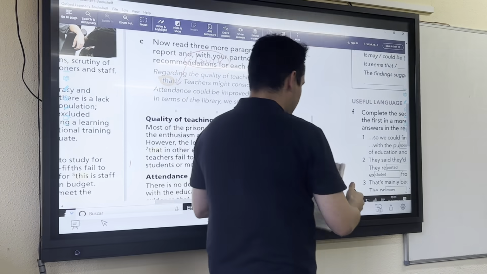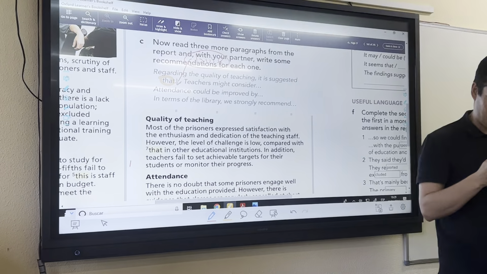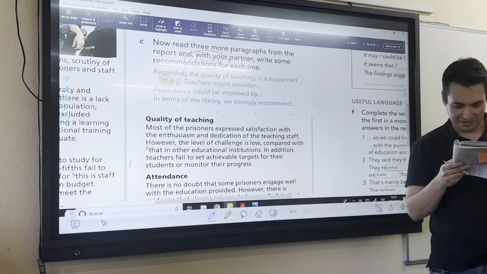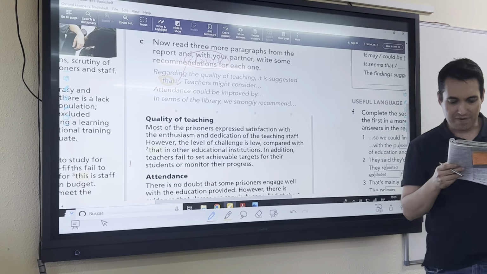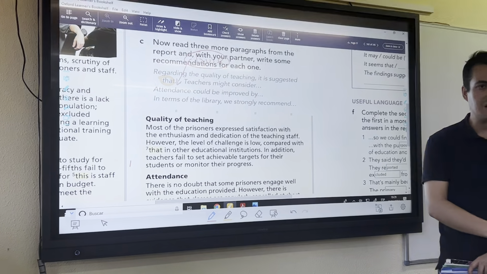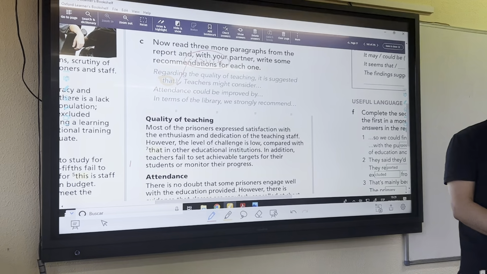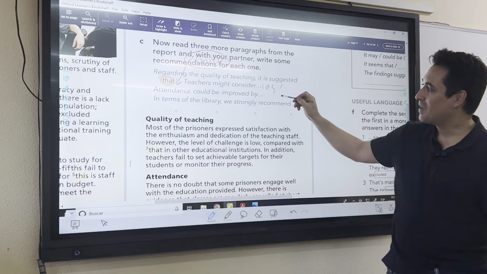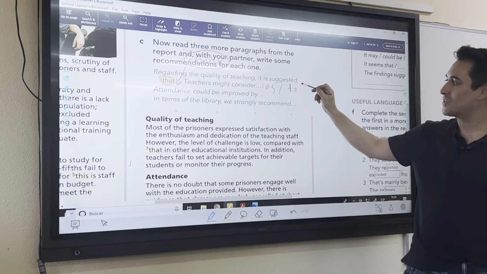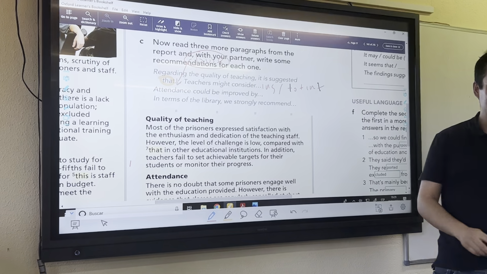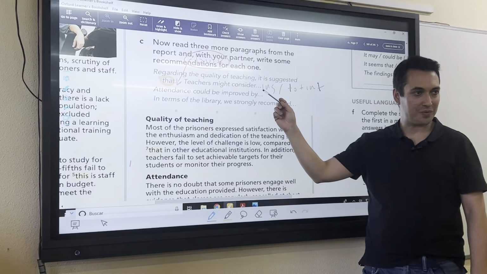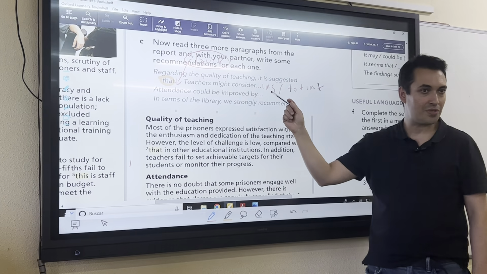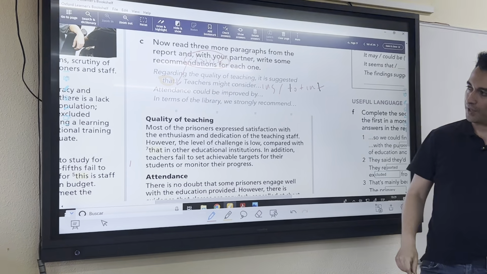Teachers might consider, okay, after consider, what do you think you need there? Infinitive? ING? Yeah. So here the best thing you can add is ING. Nonetheless, an infinitive with to is also okay. So here give me a verb. Yeah, consider doing something or consider to do something.